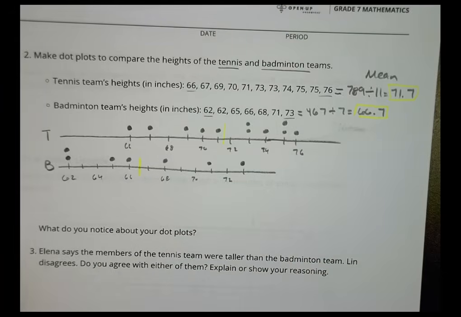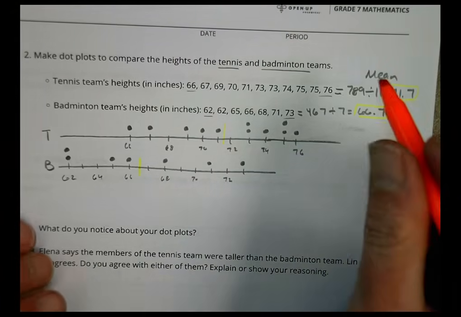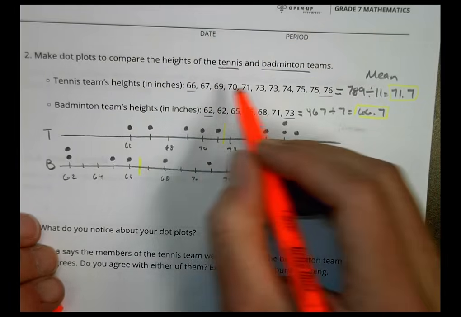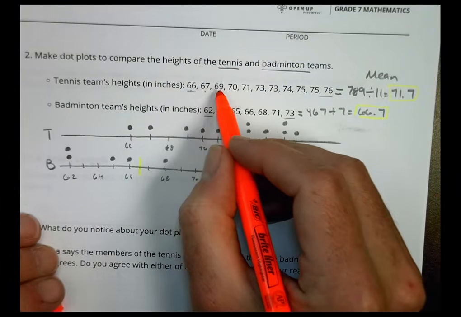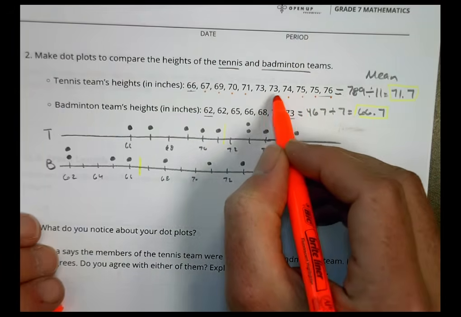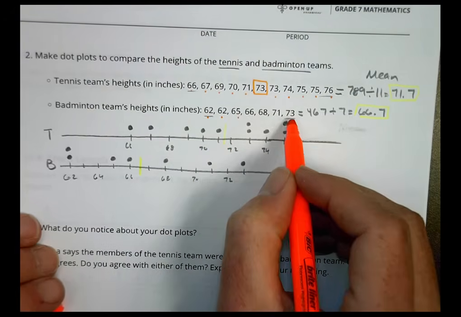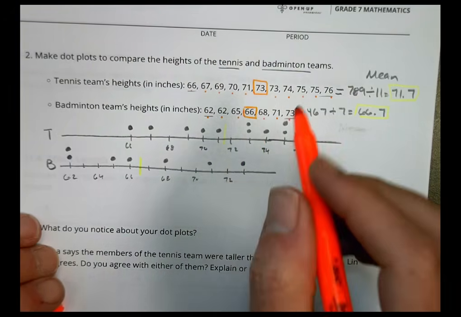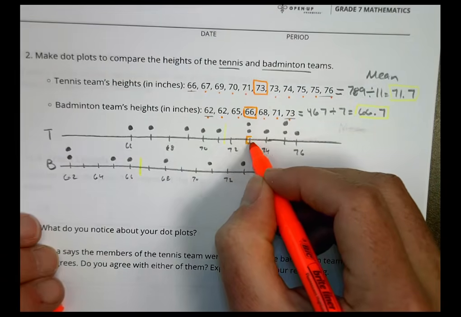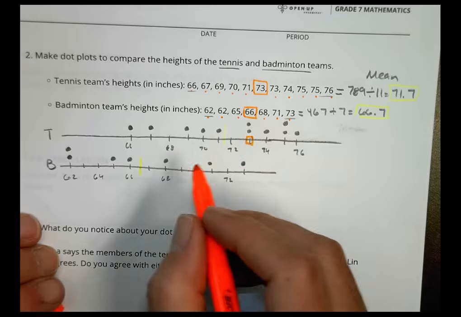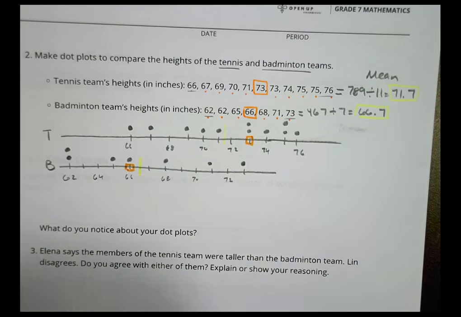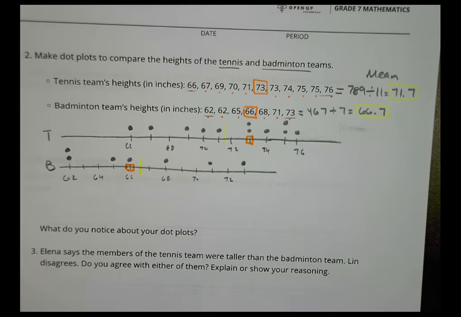We can also take a look at the median. The median is going to be the middle one. Because there are 11, I can go 5 this way, 1, 2, 3, 4, 5, and then 1, 2, 3, 4, 5 the other way. So my median value is 73. Over here, I can go 1, 2, 3, 1, 2, 3. My median here is 66. So my median is 73 for the tennis, and 66 for badminton. Even the median value, the middle value, shows you that the tennis team is taller than the badminton team overall.